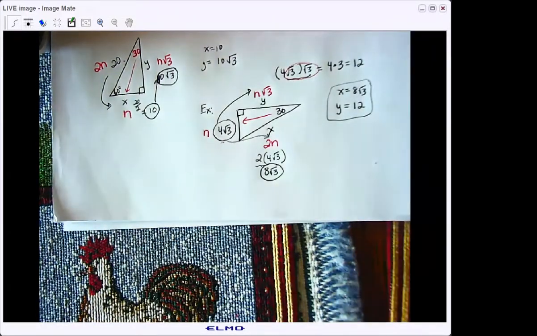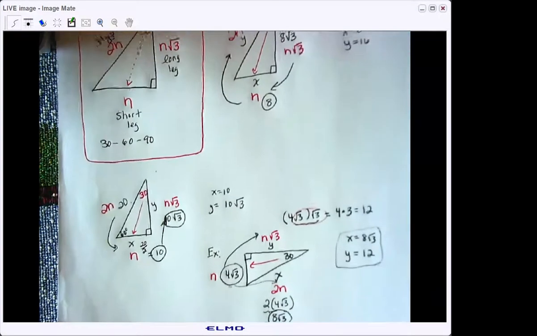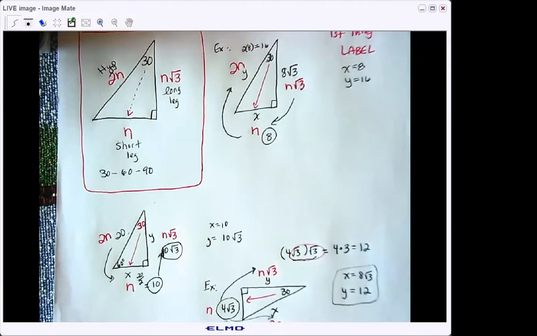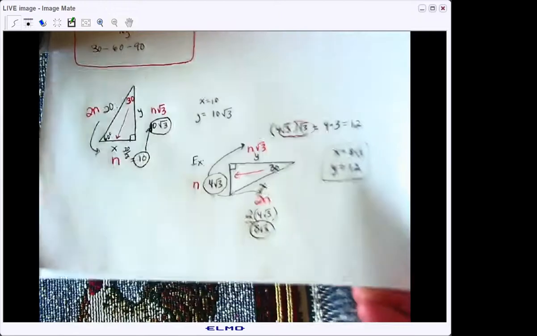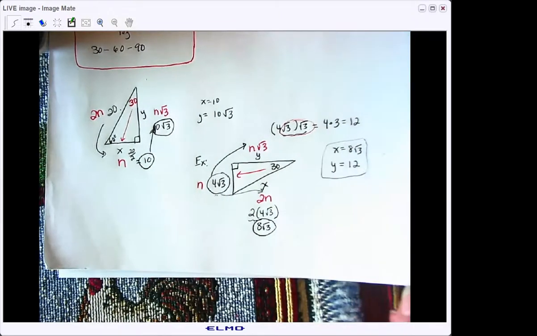Could you go to example 1, please? Absolutely. Did you have a specific question on it? No, I just didn't get it. Okay, thank you. You're welcome. Okay, anybody else? Okay.